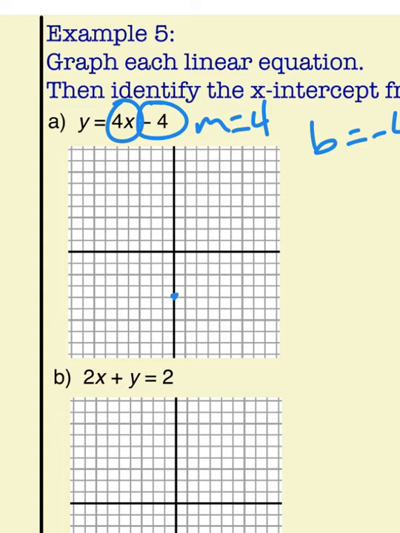And then I know my slope is also 4, so each point from that is going to go up 4 over 1. So I counted that up 1, 2, 3, 4 over 1. Next point is going to go up 1, 2, 3, 4 over 1. And that is the line for y equals 4x minus 4.